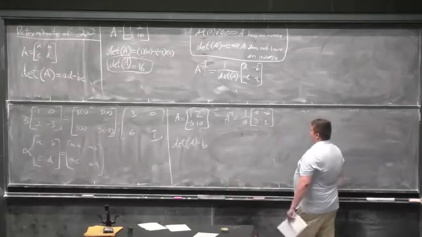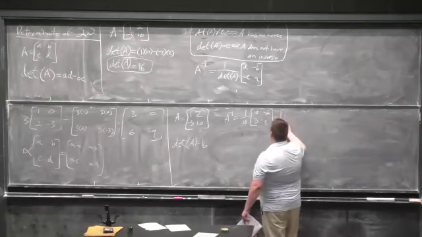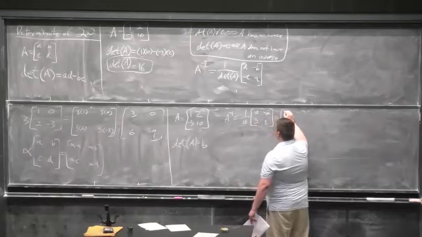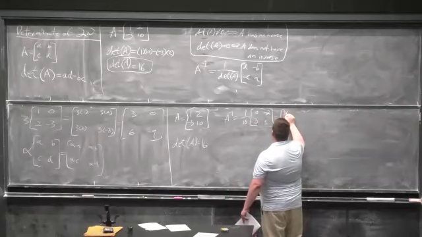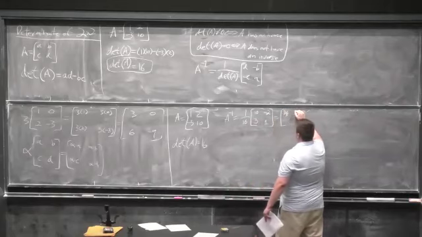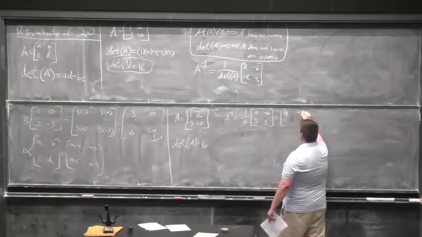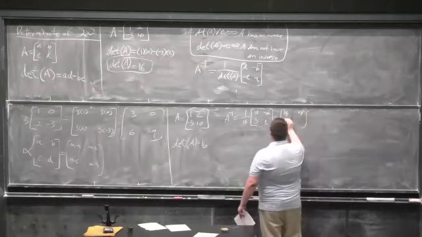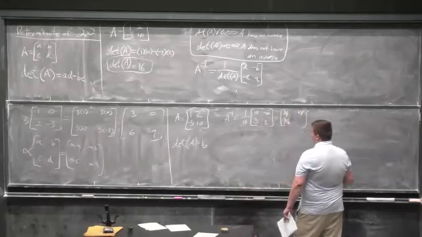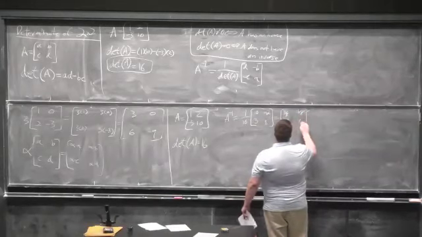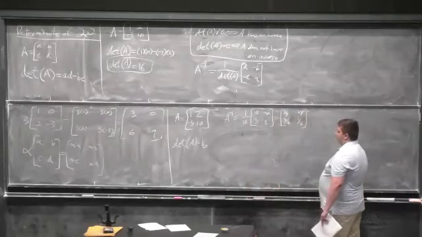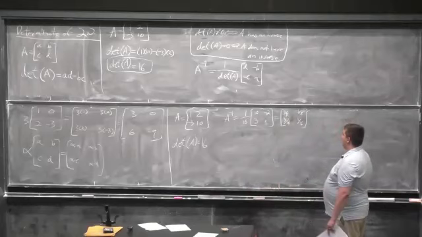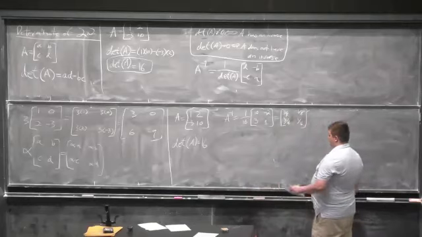And we can distribute the 16 to get 10/16, which reduces to 5/8, minus 1/8 for entry B. And we have 3/16 for entry C and 1/16 for entry D, or the bottom right entry.